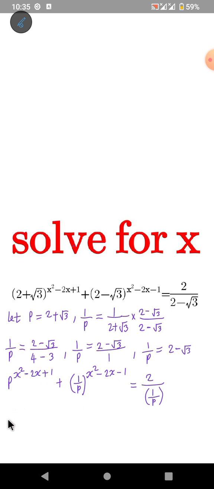This one here now. Say P raised to the power of x squared minus 2x plus 1. Then I'll put my plus sign. Then this expression here I can write as 1 all over P raised to the power of x squared minus 2x minus 1. Then all equal to 2 divided by 1 over P here. So 2 divided by 1 over P will give me 2P. Then we'll continue again.